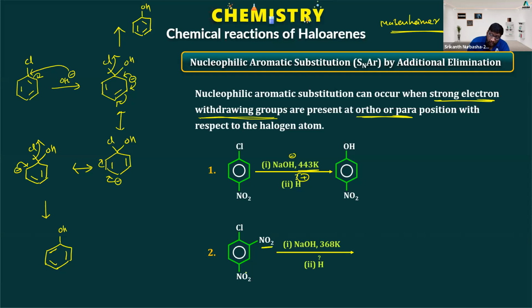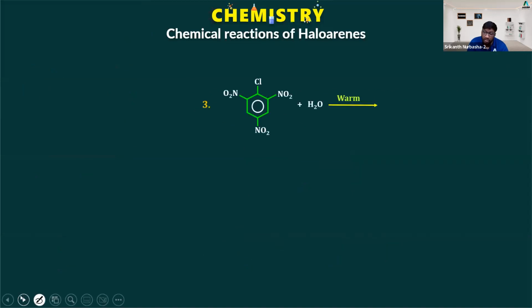But if you have two electron withdrawing groups, two NO2 groups at ortho as well as at para, the temperature comes down, you can see 368 Kelvin. You will get the same substitution, like chlorine is substituted by OH. If the other ortho position is also occupied by NO2, then in this scenario all the ortho and para positions are completely occupied by electron withdrawing groups. So the resonating structure is highly stabilized. Because of that, this reaction will simply happen upon warming. You don't require very high temperature.